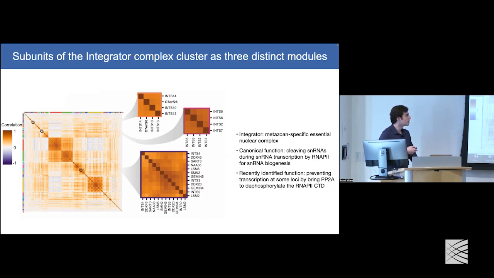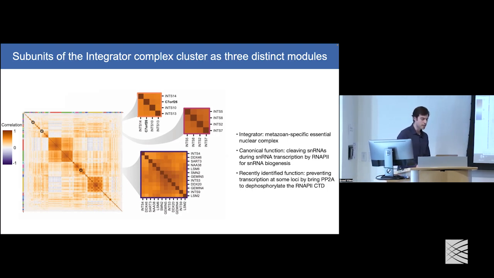For the integrator, we had one cluster that contained the subunits 10, 13, 14, and also this uncharacterized gene, C7orf26. There was this other cluster that had 2, 5, 7, and 8. And then this other cluster that contained 3, 4, 9, 11, I guess not 11 in this version of the clustering, plus some other genes that were known to be involved in snRNA biogenesis. And there was really a remarkably low intercluster correlation.